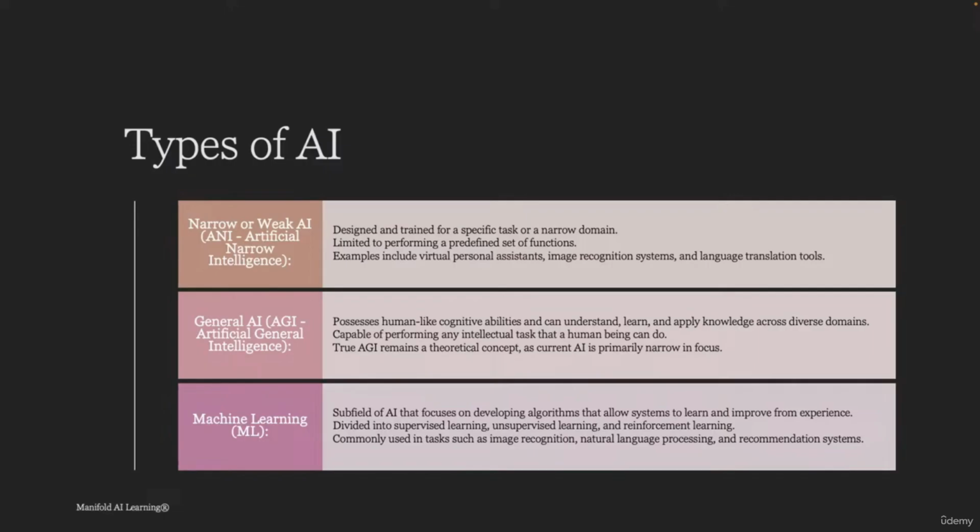And this machine learning can be subdivided into supervised learning, unsupervised learning, and reinforcement learning. This machine learning is what we use in tasks like image recognition, natural language processing, and recommendation systems. So these are the types of machine learning.